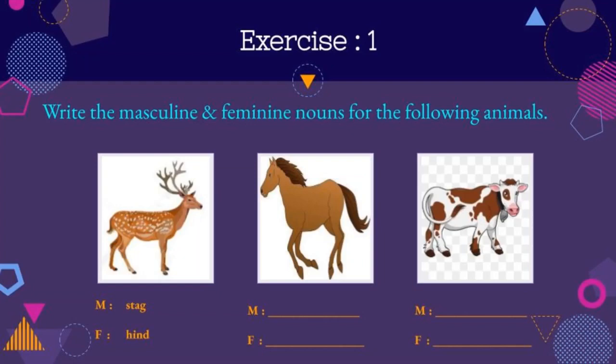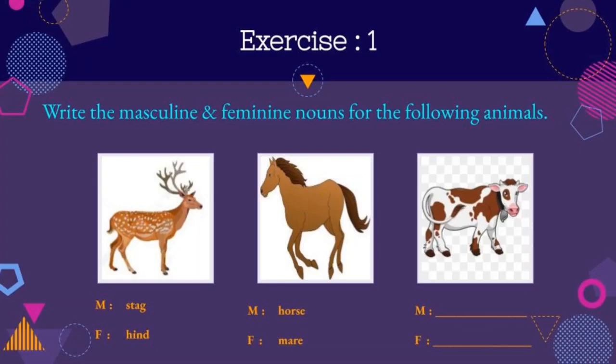Okay, let's move to the fifth one. What is the image given in the fifth one? Horse. Then what is the masculine name of horse? It is horse only. H-O-R-S-E, horse. And then the feminine name of horse is mare. M-A-R-E, mare. And the last image is cow.